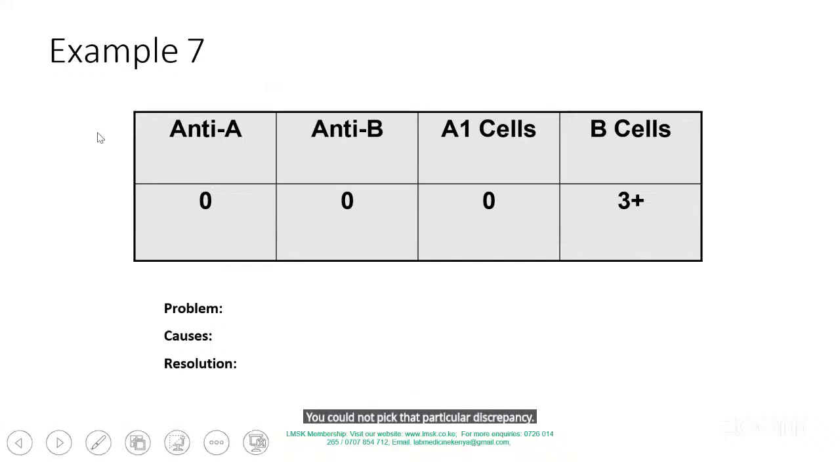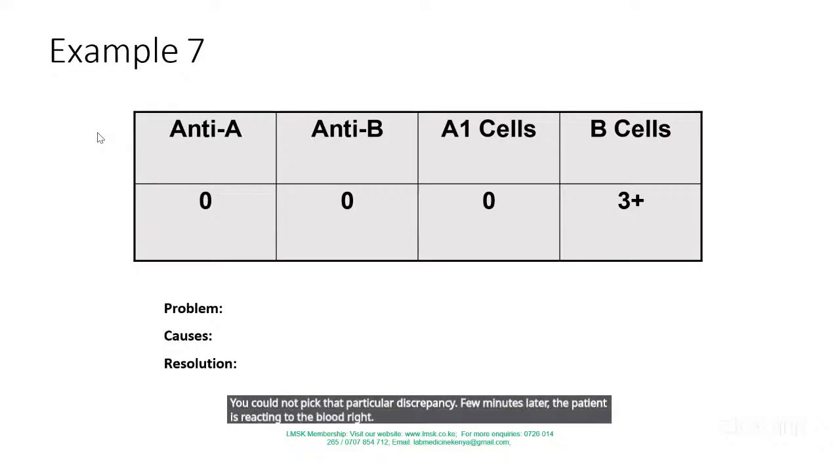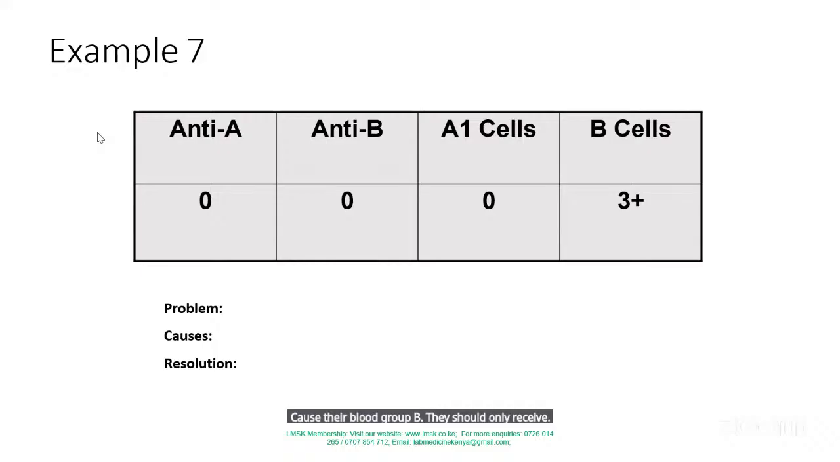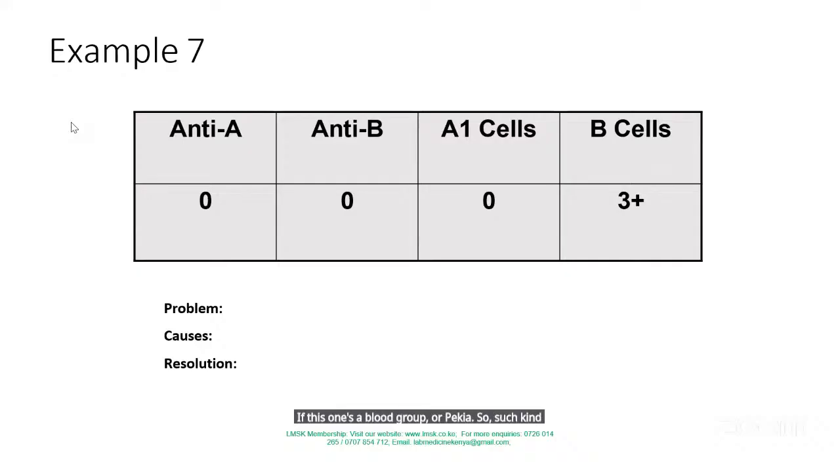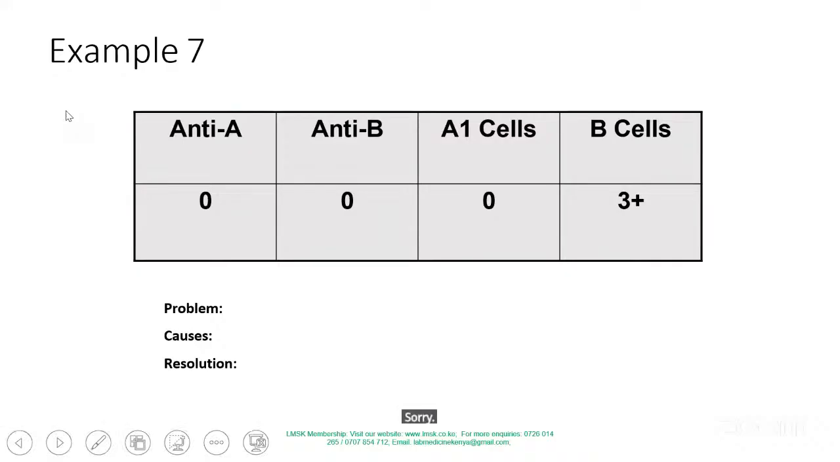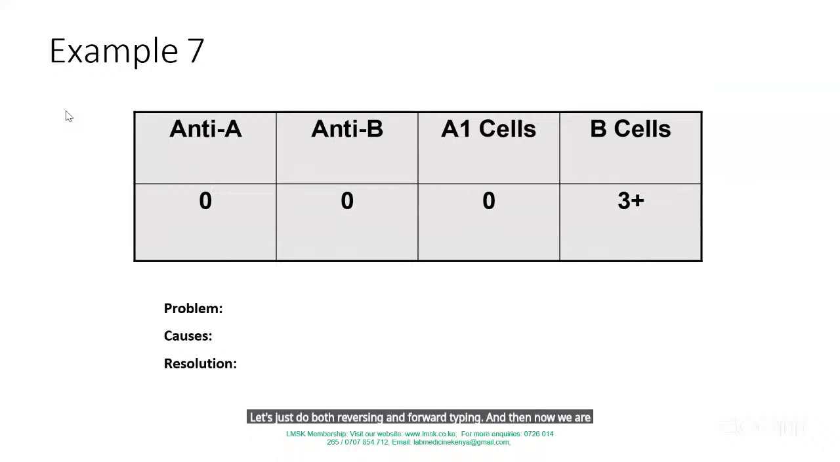Few minutes later, the patient is reacting to the blood. Why? Because they are blood group B. They should only receive blood from a donor with blood group B, and those of blood group O only. So such kind of cases, to avoid such, let's just do both reverse and forward typing. And then we are able to pick this discrepancy.